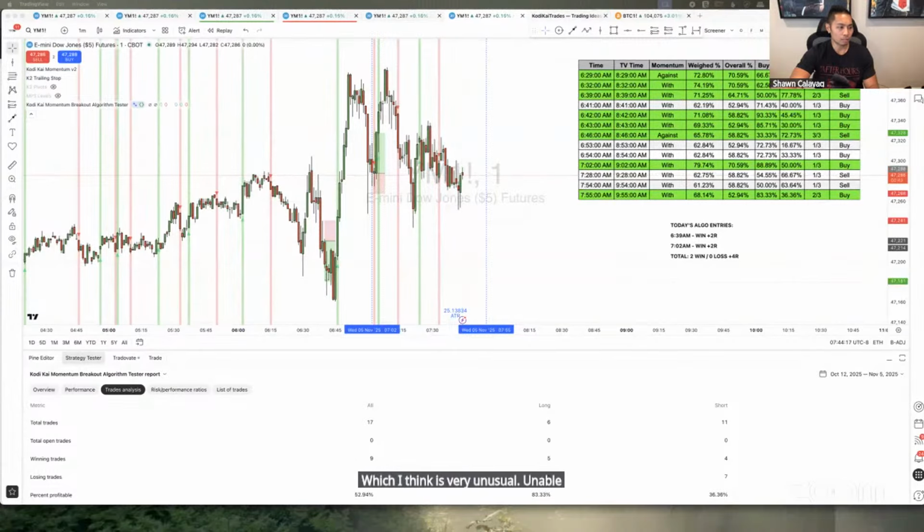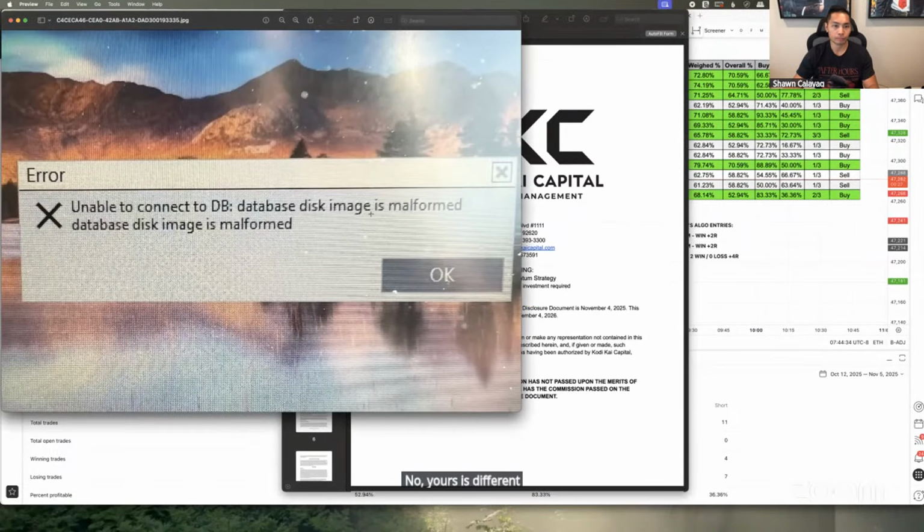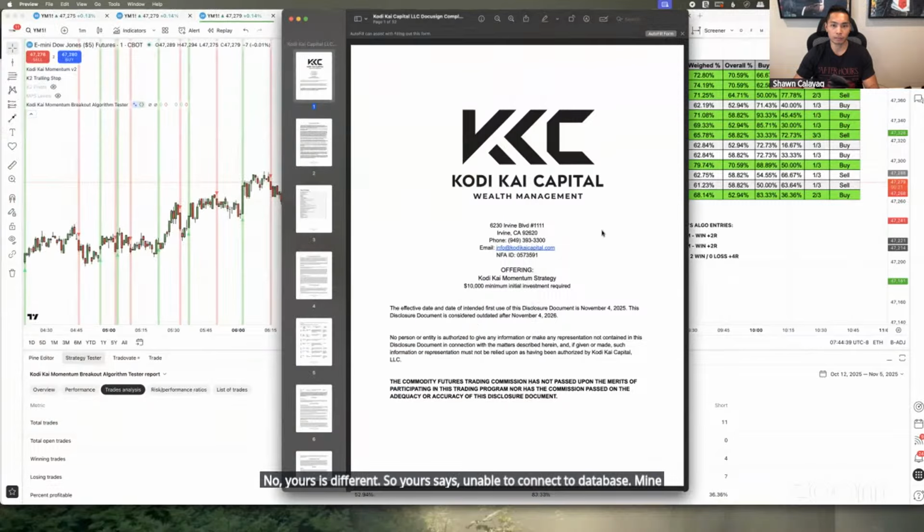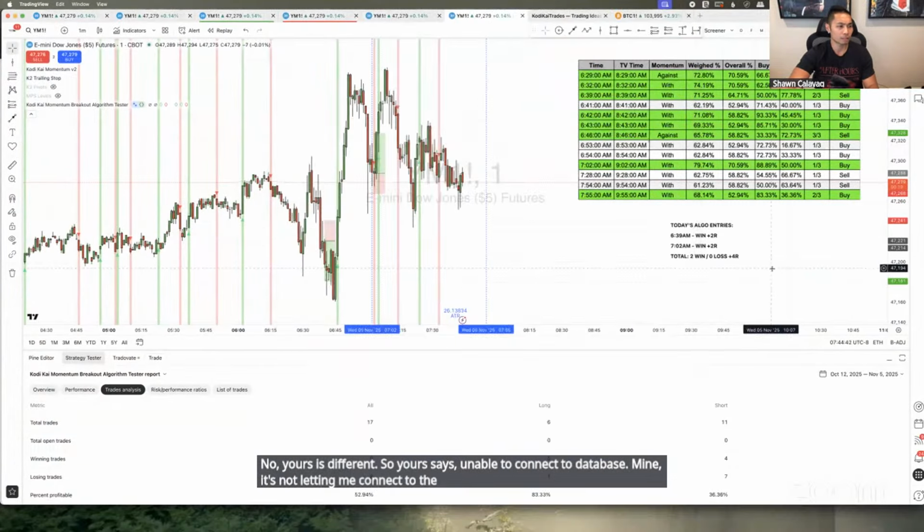Unable to connect to remote server, login failed. Do you have this? Let me check your thing one more real quick. Yeah, I think it's the same thing you have, or no, yours is different. So yours says unable to connect to database. Mine is not letting me connect to the server for some reason.